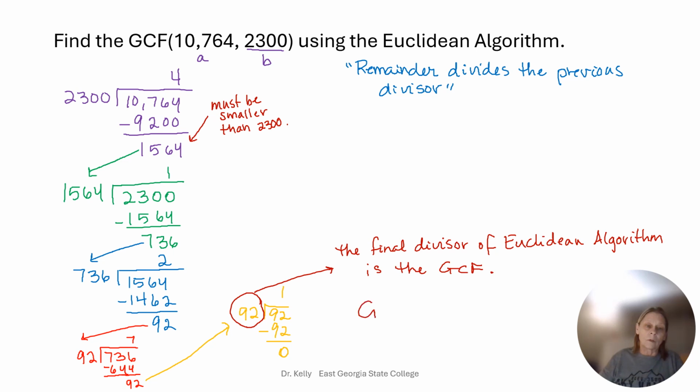So the greatest common factor of 10,764 and 2,300 is equal to 92.